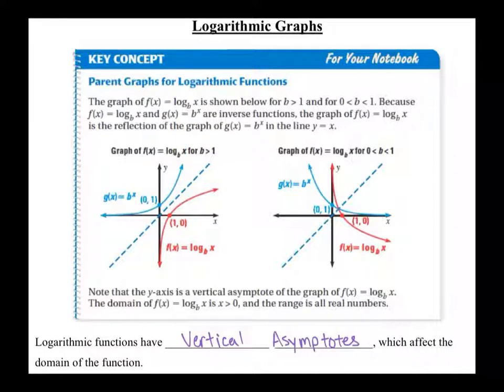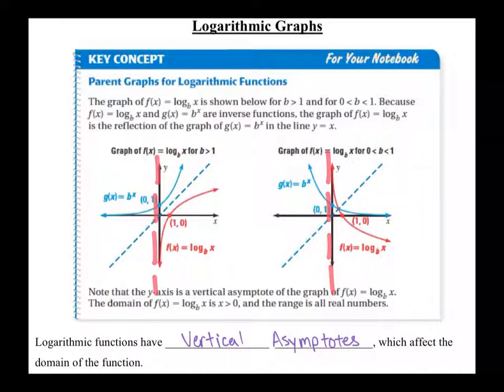So it shows you the parent graph, and it says the graph of log base b of x is shown for when b is greater than 1 and when b is between 0 and 1. Because log base b of x and your exponential function b to the power of x are inverse functions, it shows that they're a reflection over that diagonal line. So what happens, guys, is that your exponential functions, which is the only graph you've looked at so far, have horizontal asymptotes. Log functions have vertical asymptotes. So they run along this vertical imaginary line.